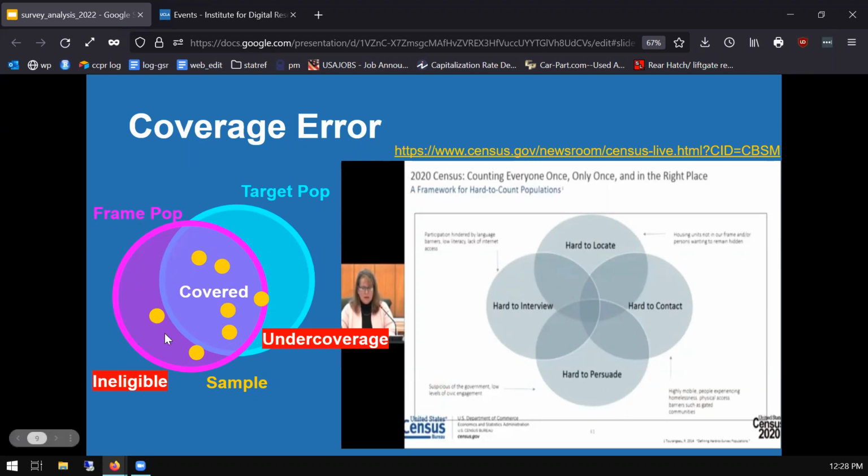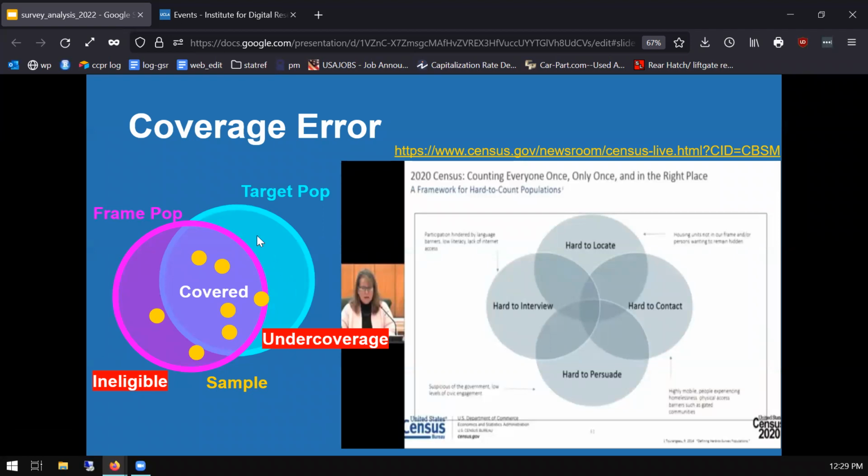There might be addresses that are not in scope for the people you care about. You can think of addresses at national parks, Yosemite or Yellowstone. If I'm studying health outcomes of people in America, an address in Yosemite is irrelevant to me. It's ineligible.